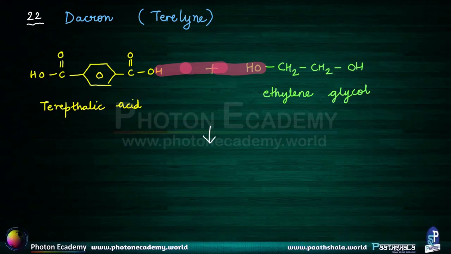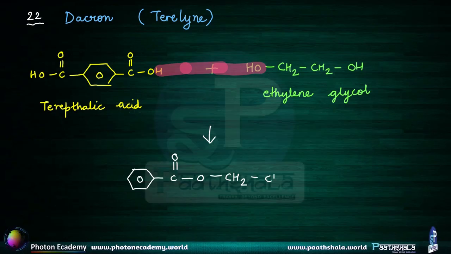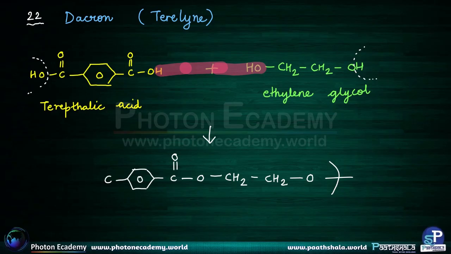So dacron will look something like this. The benzene ring with C double bond O, and we have O, then CH2, again a CH2, and now here the O. So this H will be lost because it has an open end at the end. Also the OH here will be lost by other molecules. So they will be involved with other molecules, and here we get our dacron. So n units, because we initially took n units of each of the monomers, and this is known as dacron.